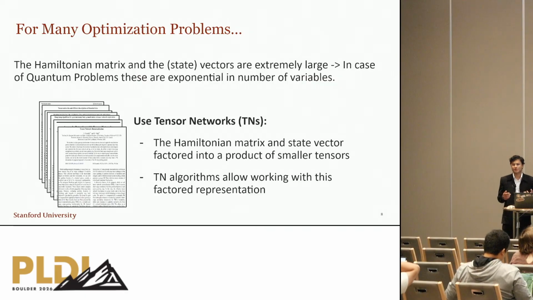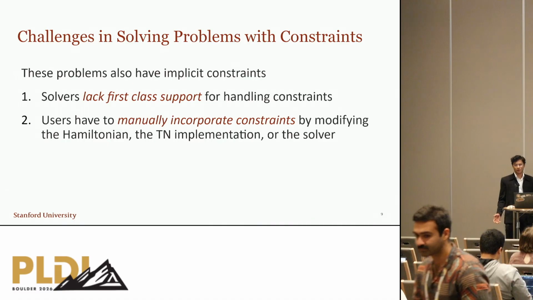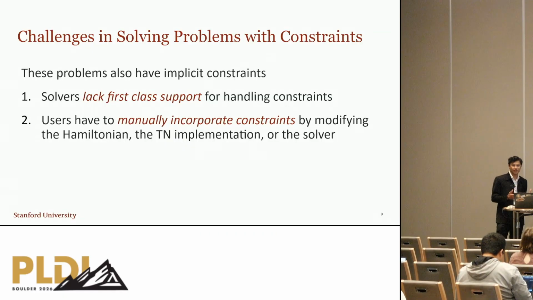That is why domain specialists in quantum simulation often represent the Hamiltonian and state vectors as a product of smaller tensors. Various tensor network algorithms exist that allow you to work on solving these optimization problems while working with this factored representation at hand. Often these optimization problems, however, have a lot of implicit constraints, and frameworks and solvers for tensor networks don't often provide you first-class support for working with these constraints.